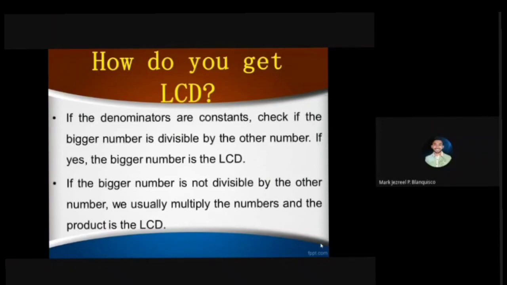Let us have a quick review on how to get the LCD. In different cases, these are the processes. Number 1, if the denominators are constants, check if the bigger number is divisible by the other number. If yes, the bigger number is the LCD. Second, if the bigger number is not divisible by the other number, we just usually multiply the numbers and the product is the LCD. To better understand, let us put it into example.